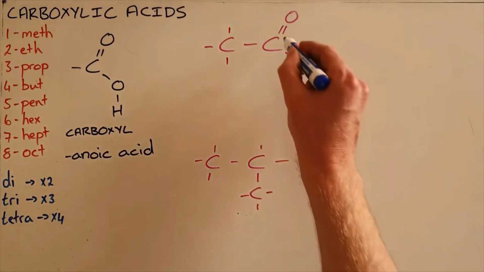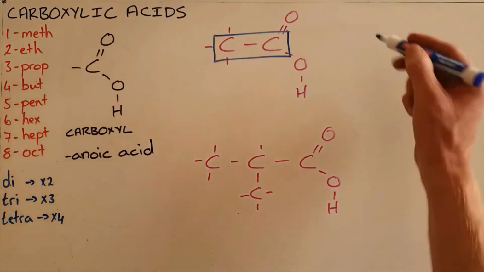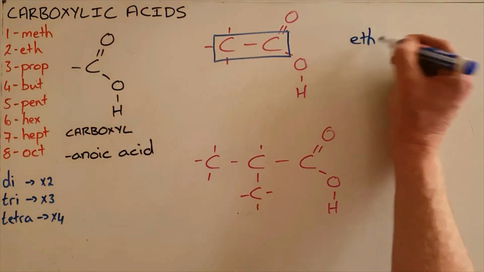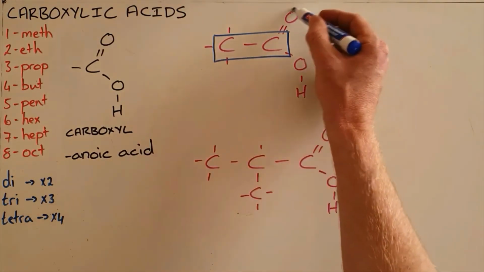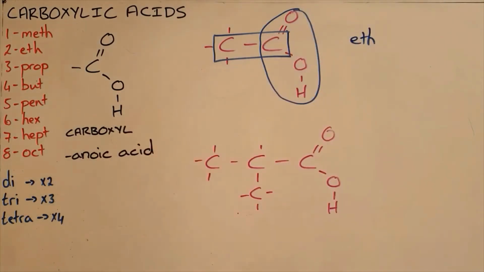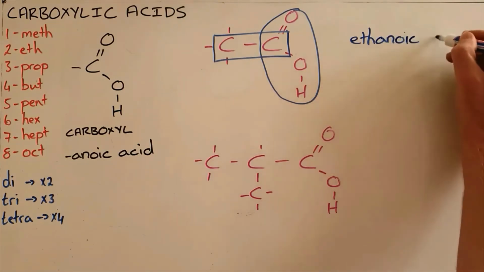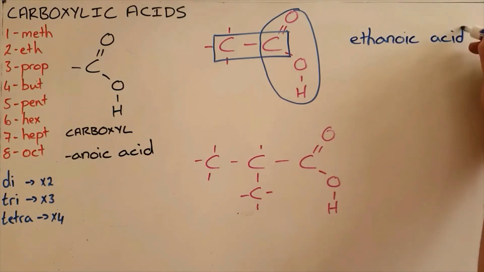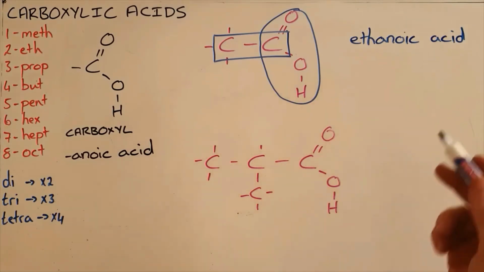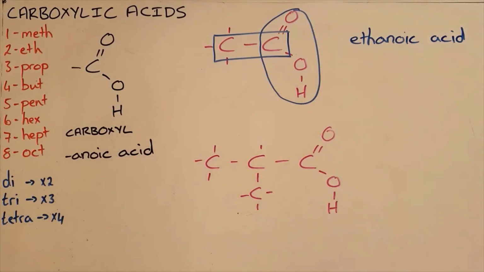So we would name this compound here by identifying our longest carbon chain as having 2 carbons, therefore eth, and with this carboxyl functional group, we say it must be a carboxylic acid and is therefore ethanoic acid. And now, for the first time in organic chemistry, we are naming something with 2 separate words, ethanoic and acid, with a space between those words.